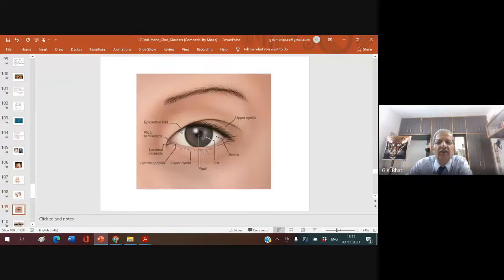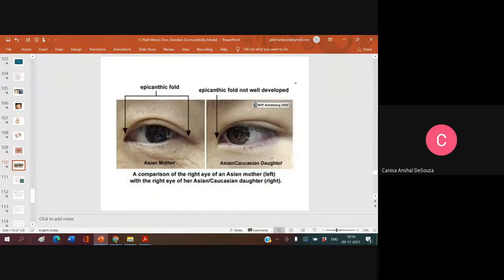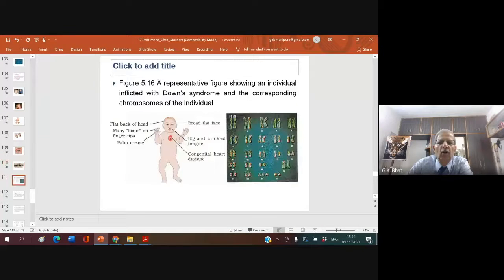And this is the epicanthal fold. Can you see one extra fold? This is the epicanthal fold. Have you taken all of it? Yes, sir. Epicanthal fold. Understood? Okay. This is what you have in your NCERT book.